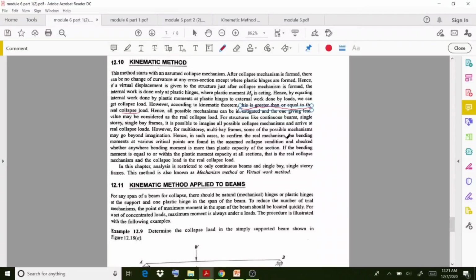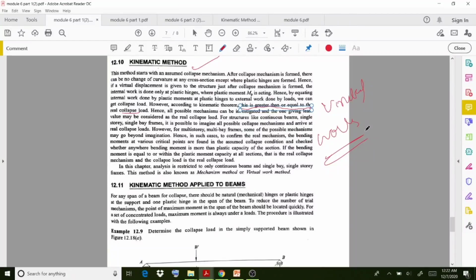Welcome back to a new video lecture, and in this lecture we discuss a new topic, and it is related with the kinematic method. In the previous lecture we already discussed the static method, and we already did some problems related to the static method. So when coming to this kinematic method, in this method we are using the principle of virtual work. Using the principle of virtual work we work out the problems in this case.